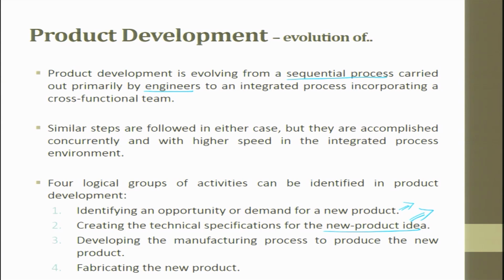So, developing a manufacturing process or a sequence of processes to produce the new product. Then, at last, will be fabricating the new products. These are four logical groups of activities which are to be followed in the product development cycle.